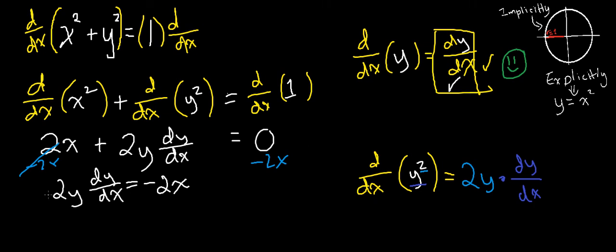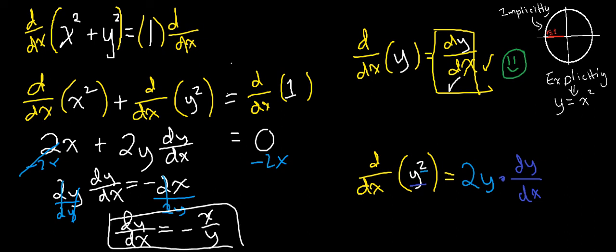And then I'm going to divide by 2y, and if I divide by 2y, the 2 and the y's are going to cancel, and the 2's are going to cancel here, and I'm simply going to get that dy dx is equal to negative x over y. So now we found this.